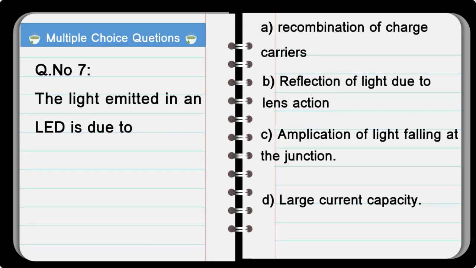Listen to me. Question number 7. The light emitted in an LED is due to Option A. Recombination of charge carriers. Option B. Reflection of light due to lens action. Option C. Amplification of light falling at the junction. Option D. Large current capacity.